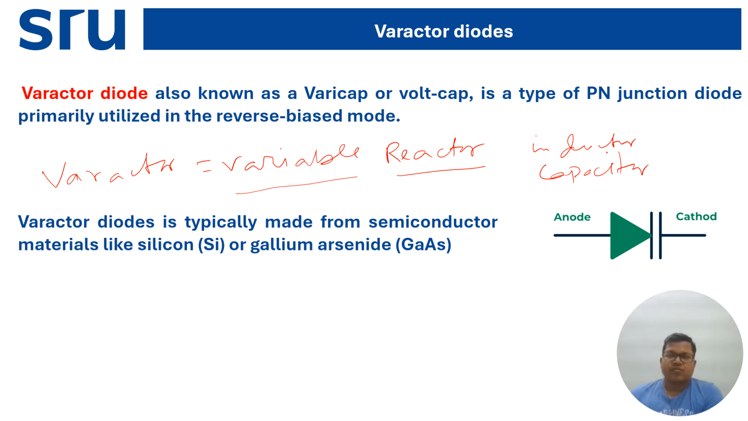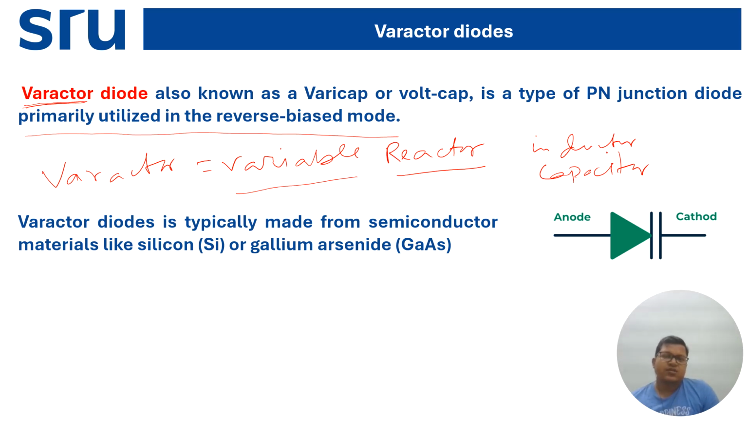So the short form becomes Varactor diode. Why diode? Because the actual working principle is that of a diode, but as far as the output function is concerned, we will see that it follows the reactance or capacitance rules. As we have already discussed, it is utilized in reverse biased mode, and we will see how we can do that. So this is the basic definition or understanding of the Varactor diode.